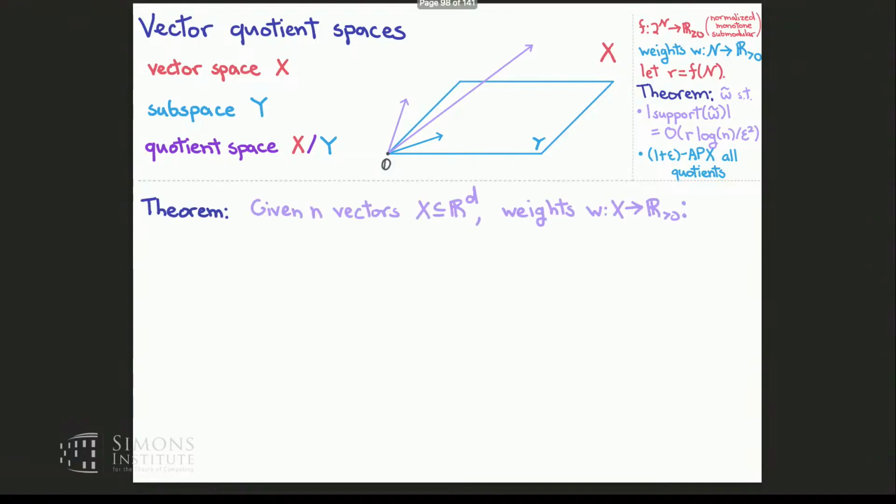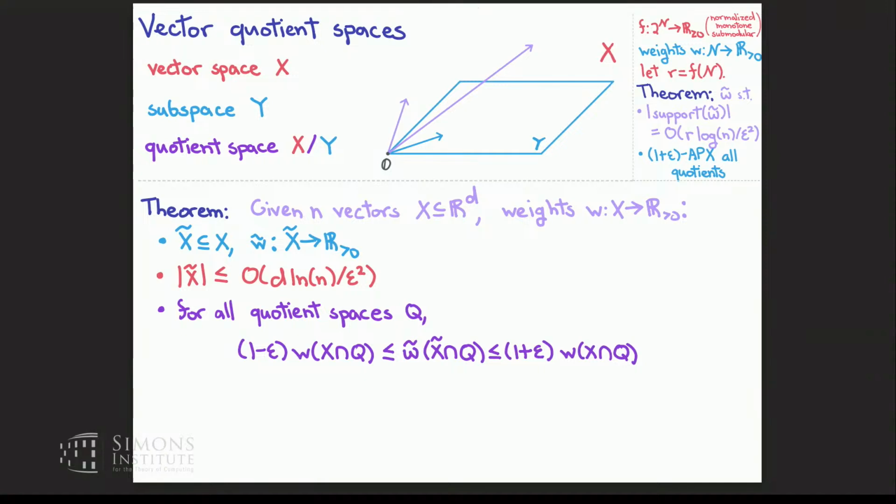Okay. So here's then what we're going to get. Let's say you have n vectors and you have some weights on the vectors. We can find a subset of vectors where the number of vectors is proportional to the dimension of X. So if X is d-dimensional, you'll get d log n over epsilon squared vectors. And you'll preserve the weight of every one of these quotient spaces. Does anyone want to guess why?